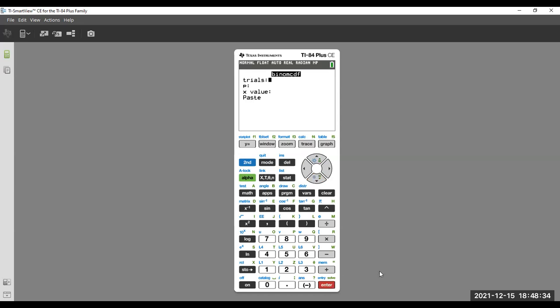When I put in the trials and the p-value, and it asks for the X value, it's important to remember that this is from 0 up to. So if I place 3 in here, I'm going to get the wrong result. So watch. Let me go ahead and paste that in there with a 3. That's not the correct result. No. I need the complementary argument.